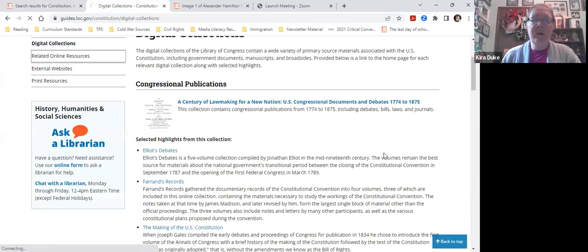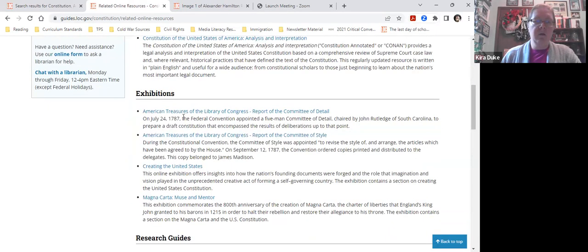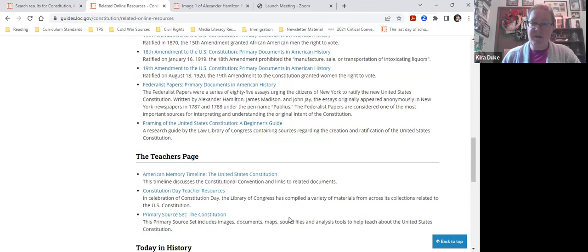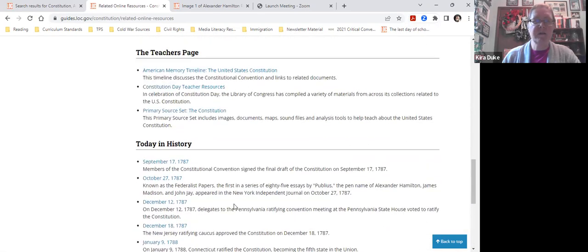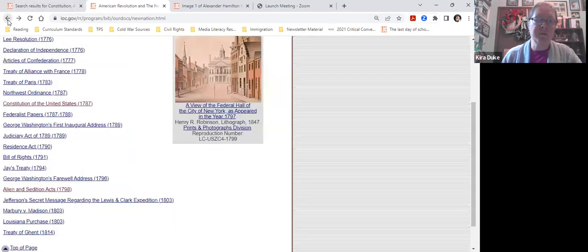Then related online resources. This is going to be other features from the Library of Congress: America's Library, designed for elementary and middle school students; the Constitution, analysis and interpretation; exhibits; other research guides that may be important; things from the teacher's page; and lastly, Today in History and webcasts. So like I said, these research guides can be great. You're going to keep things fairly limited as far as what you're looking at, so you don't feel as overwhelmed when looking through things on the library's website.